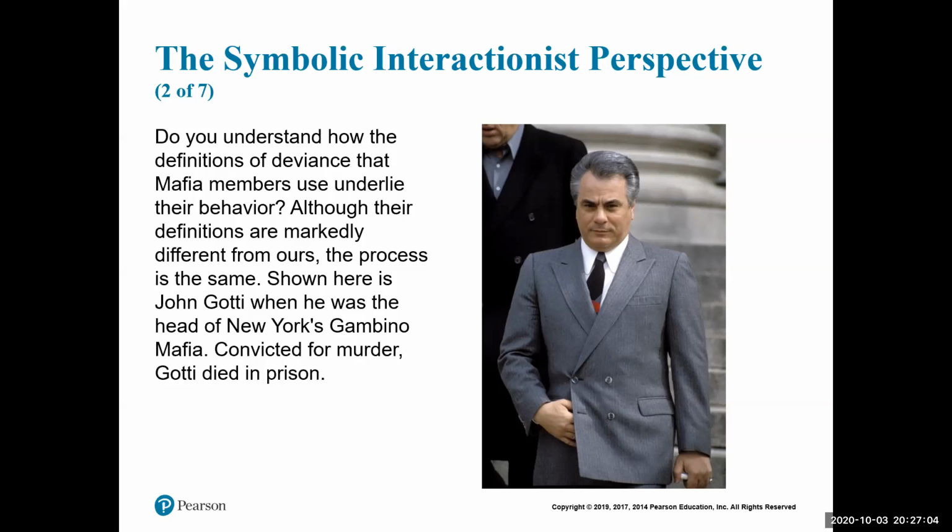So showing here, this is John Gotti, when he was the head of New York's Gambino Mafia. He was convicted of murder, and he actually died in prison. But like I said, if you say mafia, automatically all the deviance in your head comes to mind in regards to what they do. If I say cartel, oh my gosh, if you guys don't know who cartels are, it's a good thing. They're mafia. They commit deviance all the time, and they're not always caught for their deviance either.